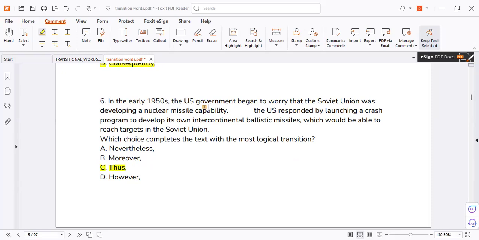Let me help you. The US government began to worry. So, because of this worry, the US responded by launching a crash program to develop its own. They worried the Soviet Union was developing a nuclear missile. So, because of that, they developed. Because I'm worried about the test, I studied day and night. That is why. So, memorize the words. Perfect. A and D contrasted. There is no contrast. So if you found the two words with the same meaning, great. Now prove B or C. But perhaps this word could be new for you.